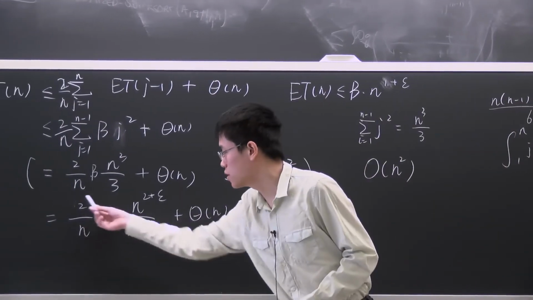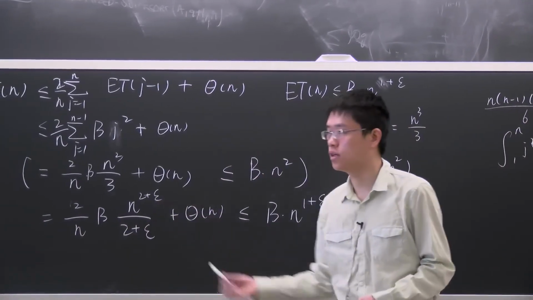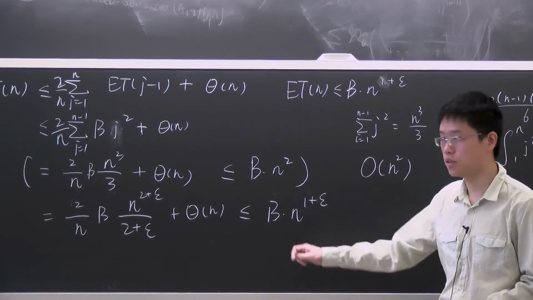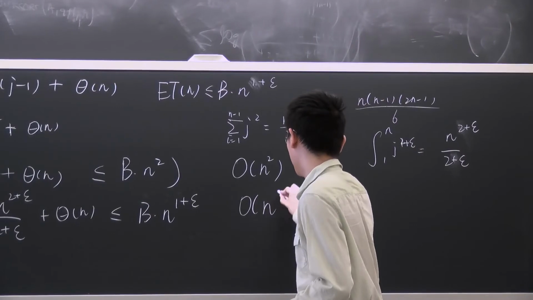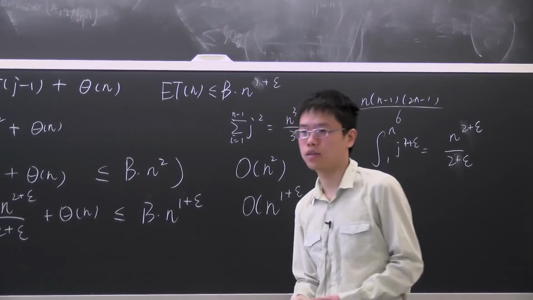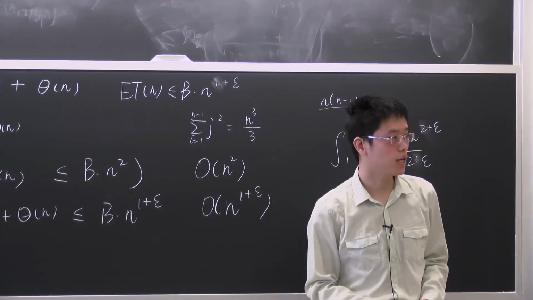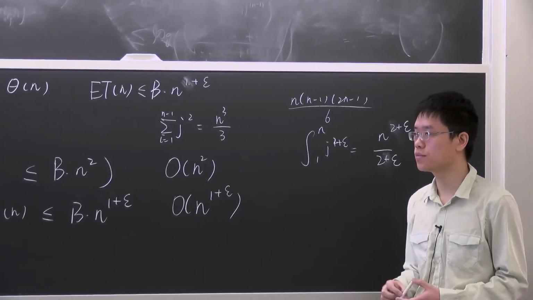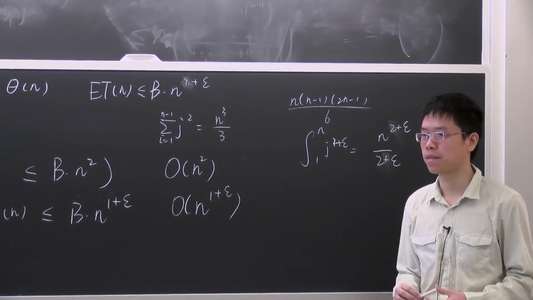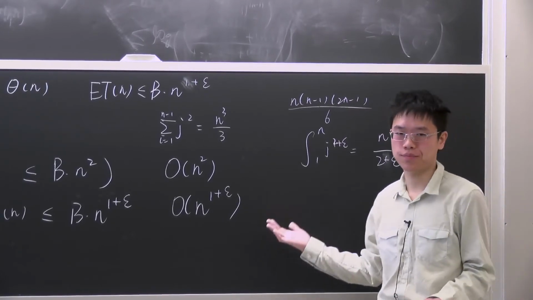Okay, this term is less than 1, right? And that's n raised to 1 plus epsilon. So this is true. So we can easily prove it's indeed n raised to 1 plus epsilon, for any epsilon. Questions? But is it tight? We still don't know.